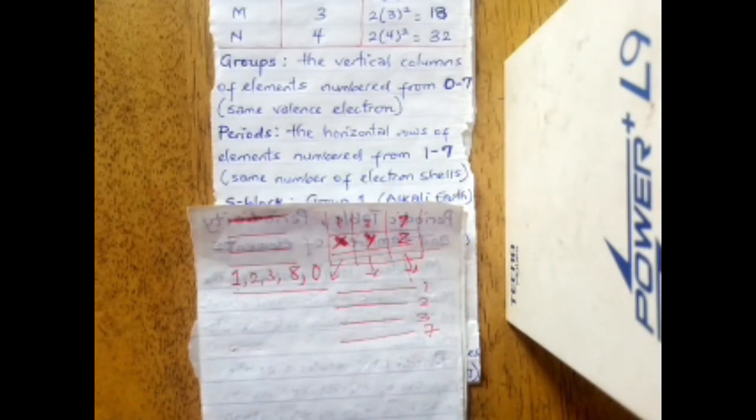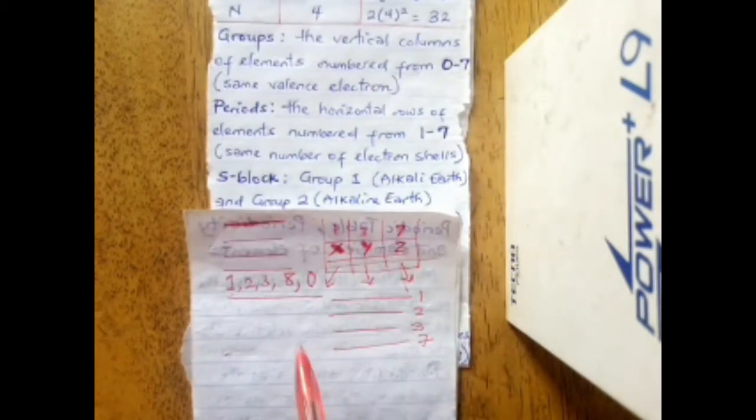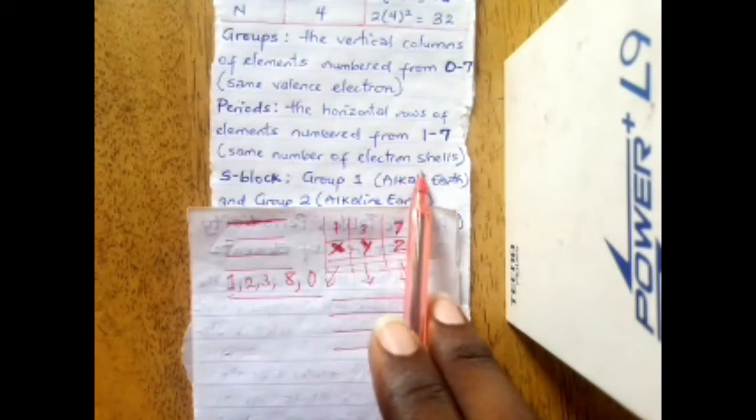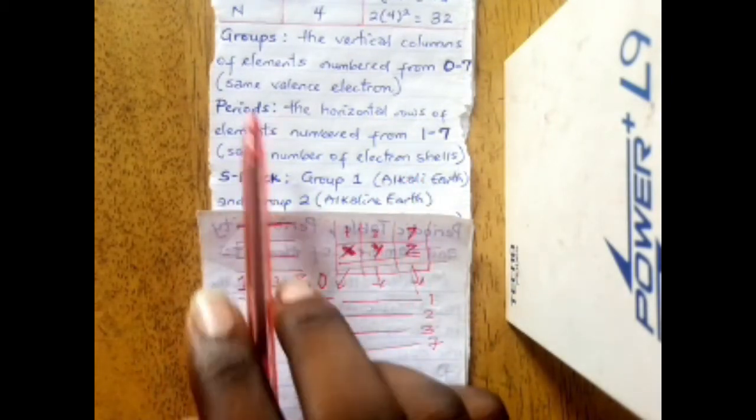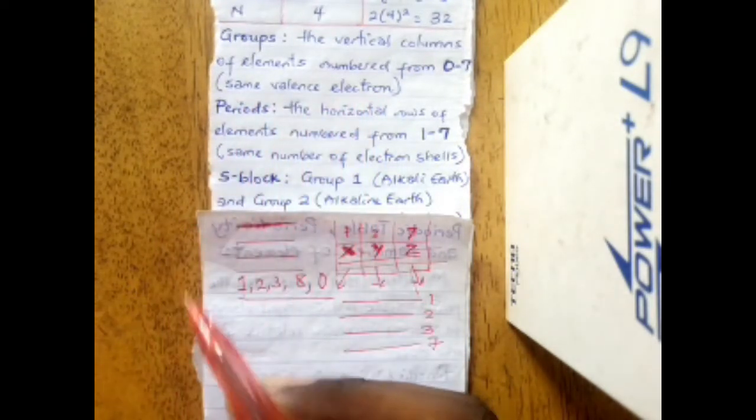So what is the simple difference between the period and the group in this case? In the period, the elements have the same number of electron shells. These are two different things. In a group, they have the same valence electron, as I explained earlier. But for a period, the numbering shows the number of shells. So for an element in period 1, it means it has one shell.